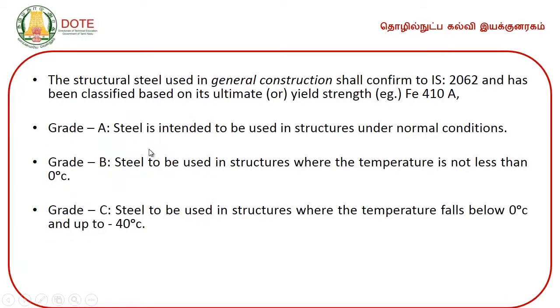And the structural steel used in general construction shall conform to IS 2062, which has been classified on its ultimate or yield strength. For example, FE 410A means FE stands for steel and 410 stands for its ultimate tensile strength, and A denotes the grade of steel. Grade A, grade B, grade C are being manufactured in India, and grade A steel is intended to be used in structures under normal conditions. Grade B steel is to be used in structures where the temperature is not less than 0 degree centigrade, and grade C steel is to be used between the temperatures from 0 degree to minus 40 degree centigrade.